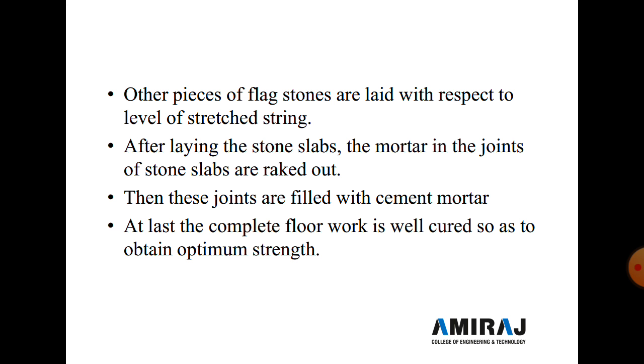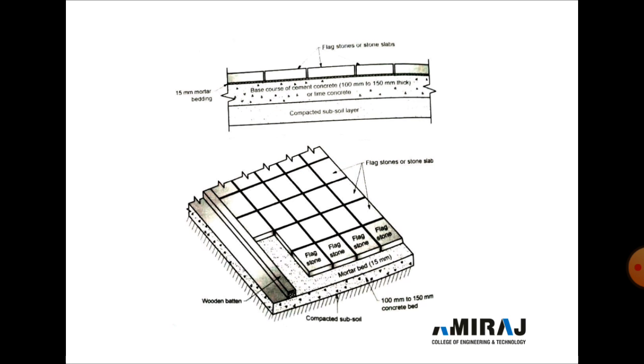Now then the joints are filled with a cement mortar having a proportion of 1:3, and flush pointed at the top. A gentle slope is properly given to the floor surface for proper draining of the water at the time of washing. Now at the last the complete floor work is well cured so as to obtain an optimum strength of the flooring. So here a figure is given.